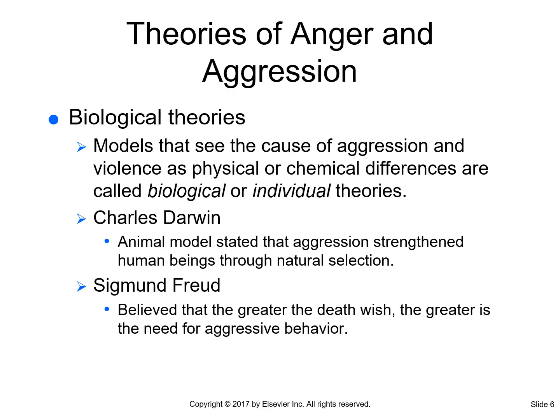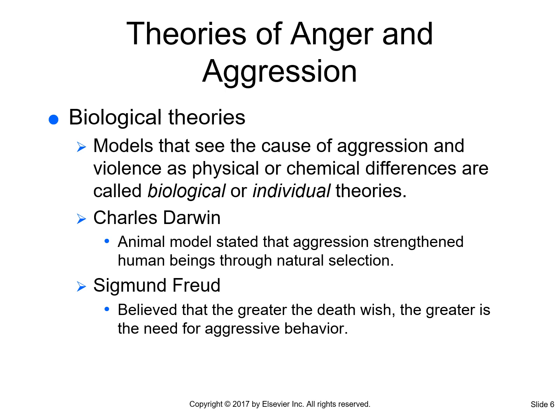Okay, some theories of anger and aggression. We have some biological theories. Again, biological is always something to do with the chemical balances in the body, right? Models that see the cause of aggression and violence as physical or chemical differences, we call them biological or individual theories. And some of them are Charles Darwin and Sigmund Freud.